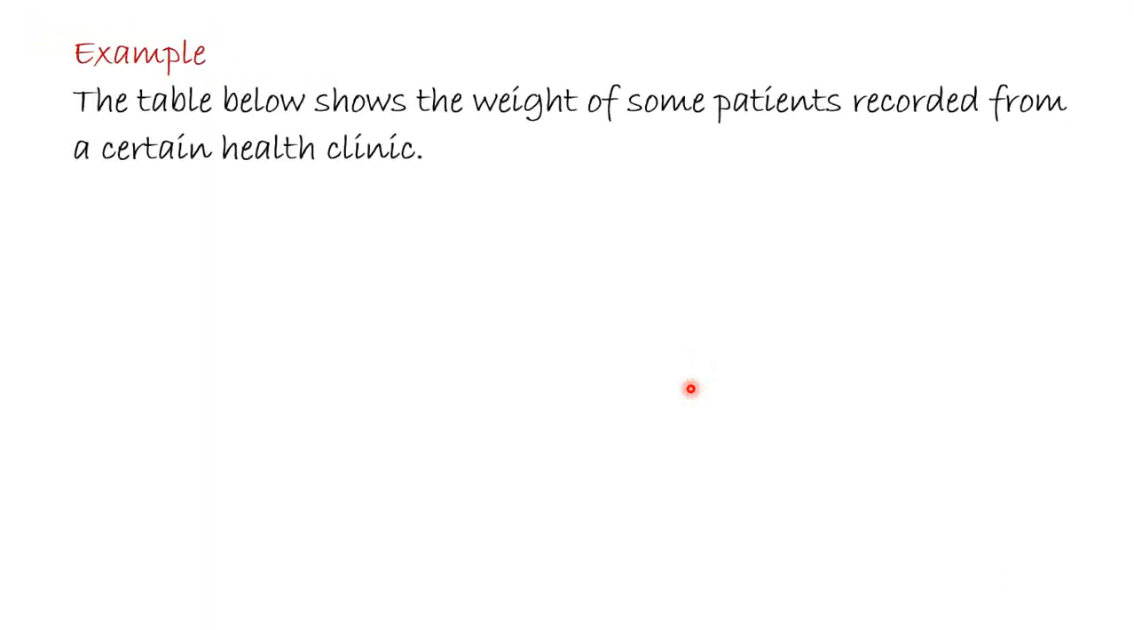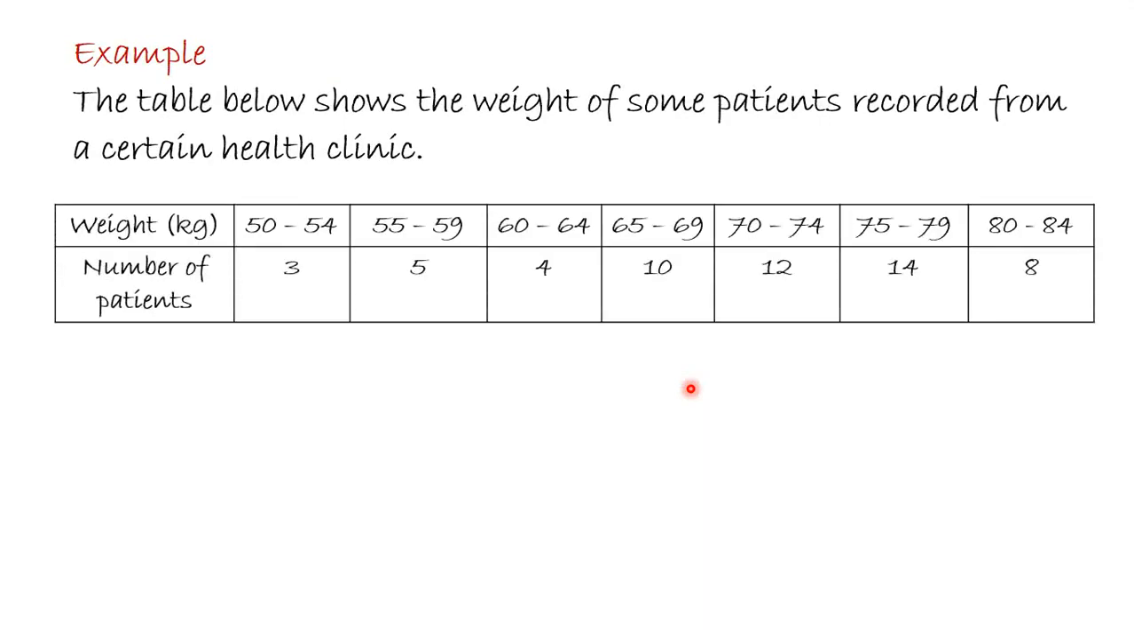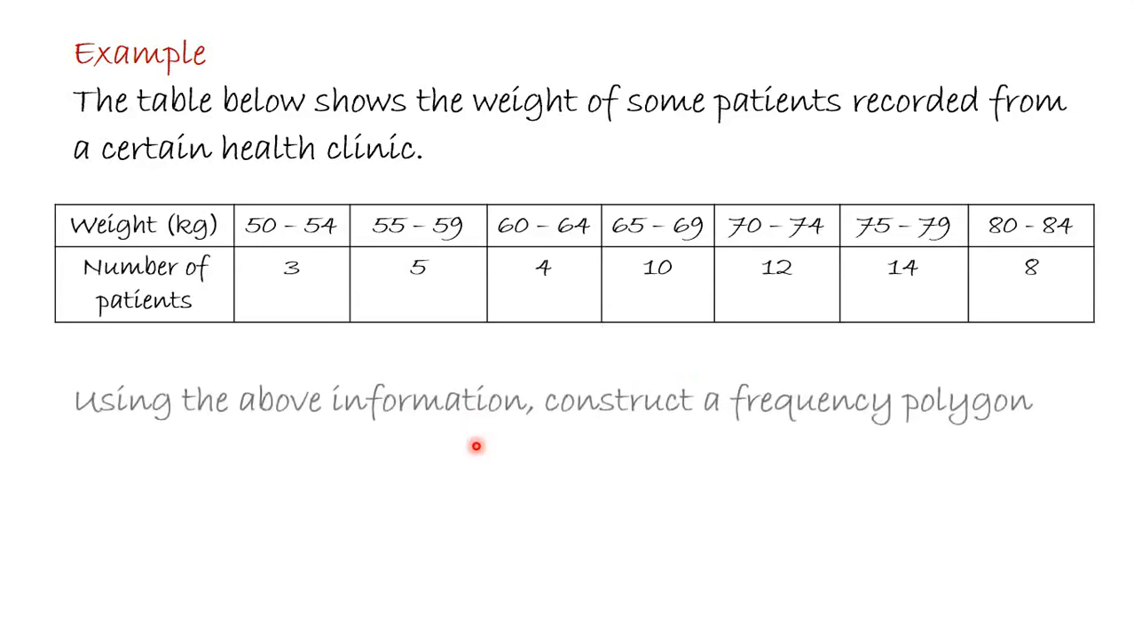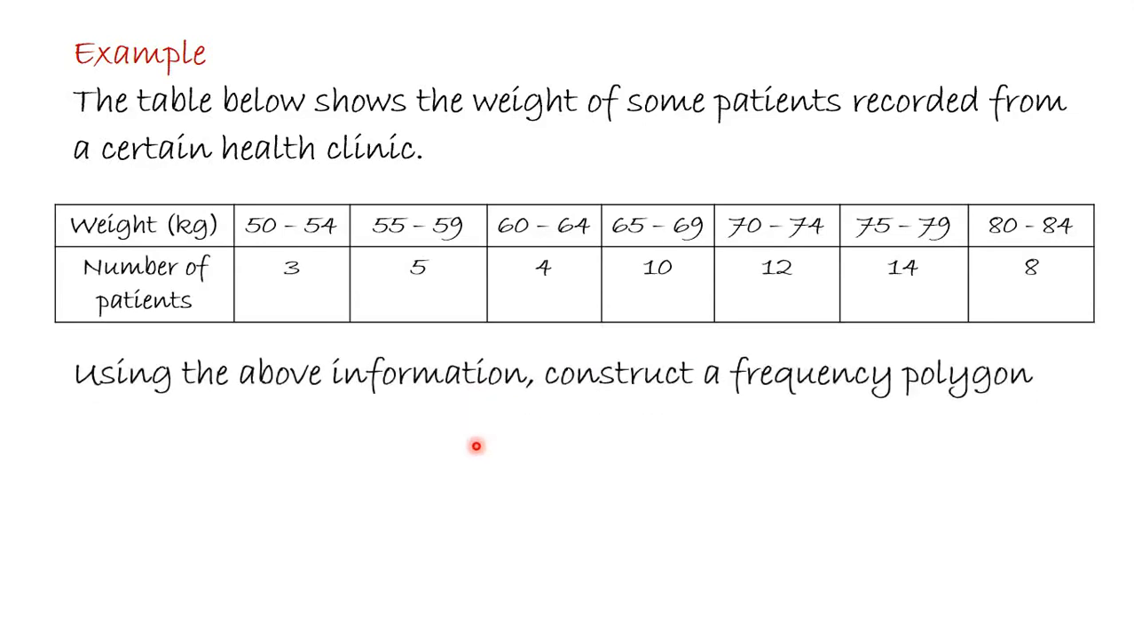Let's look at an example. The table below shows the weight of some patients recorded from a certain health clinic. So that is the table. Using the above information, construct a frequency polygon. So they want us to construct a frequency polygon using this.